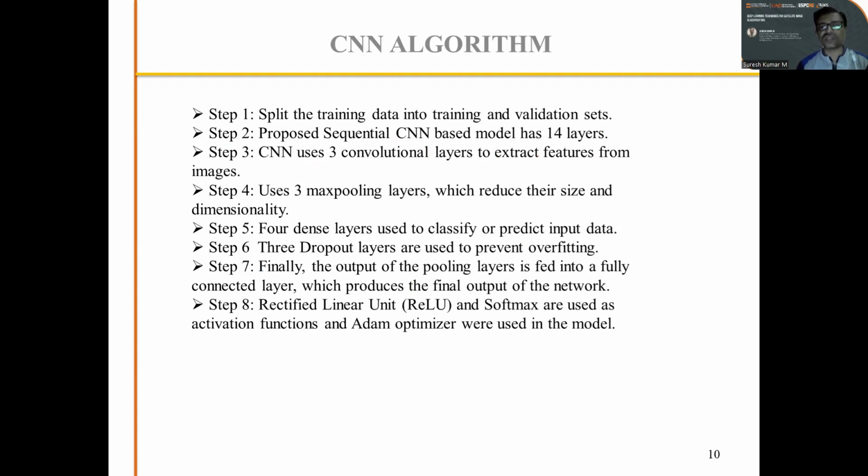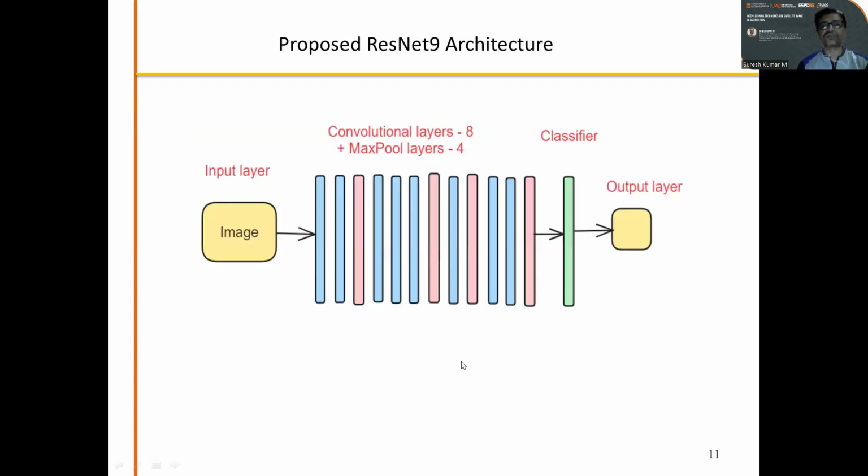CNN, as I said, uses three different layers: convolution, max pooling, and four dense layers. And finally, we'll be using ReLU and softmax activation functions, and also we are using the Adam optimizer in this particular CNN model.